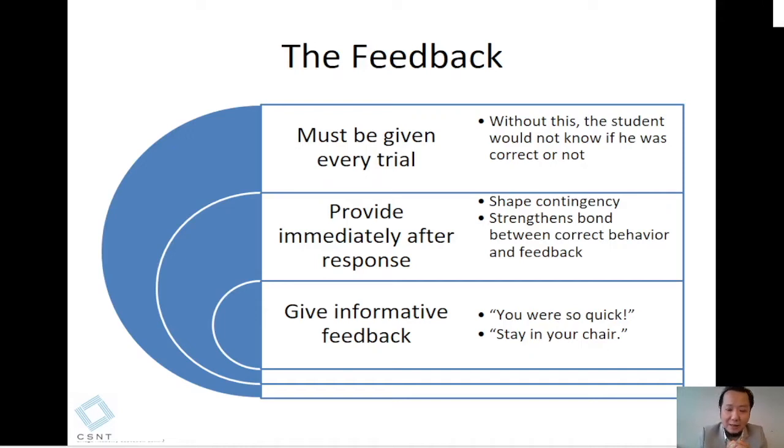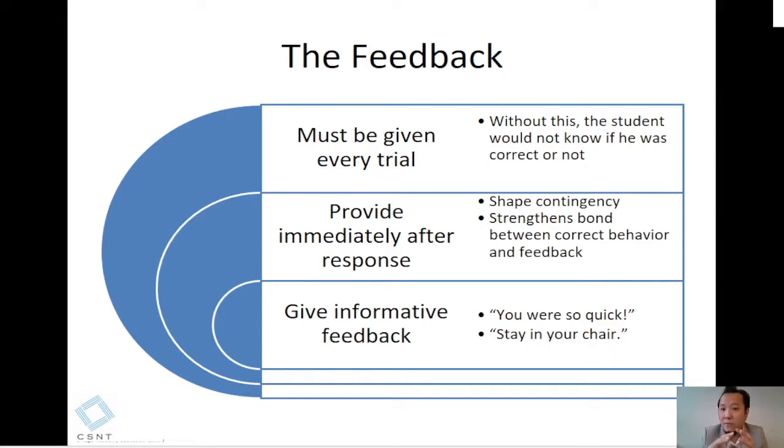Let's talk about feedback now. Feedback definitely should be given after every single trial. Without doing so, the student would not know upon meeting the antecedent whether their behavior response was correct or not. And when you pair it up with positive reinforcement, it'll tell the student the next time the same antecedent occurs, they should behave the same way again because there was positive reinforcement at the end.